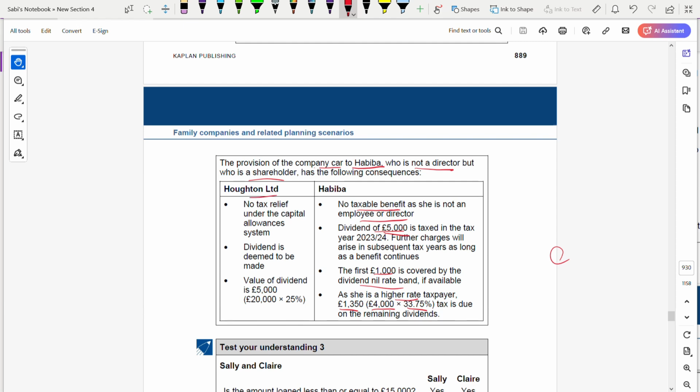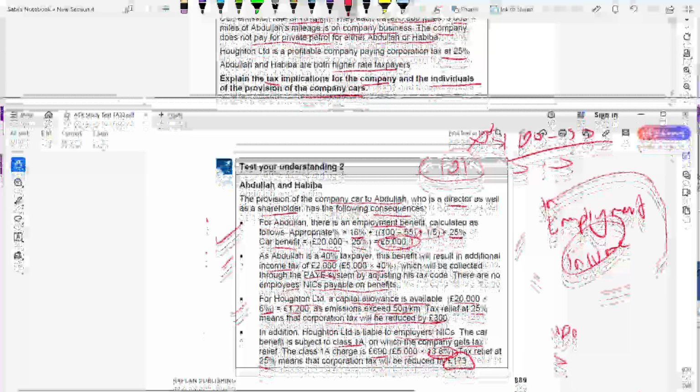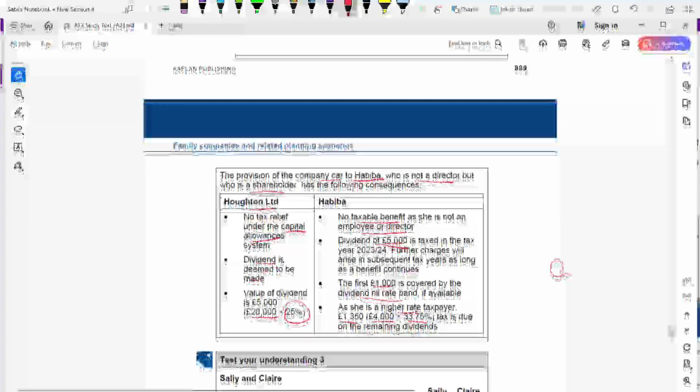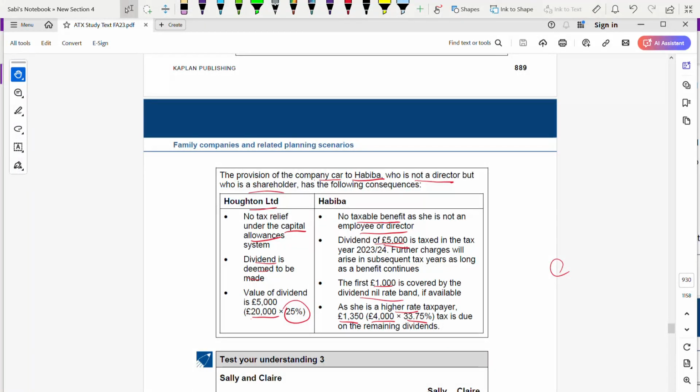And for Hungton, the company, no tax relief under the capital allowance system. No tax relief because it is assumed to be a dividend, and dividend is deemed to be made. And next, what is the value of the dividend? Company, 25% corporation tax on this 20,000. Why 20,000? What is the car? The list price of the car was 20,000. So that means you are giving a dividend of 20,000. So 20,000 times 25% is 5,000, from the point of view of the company.